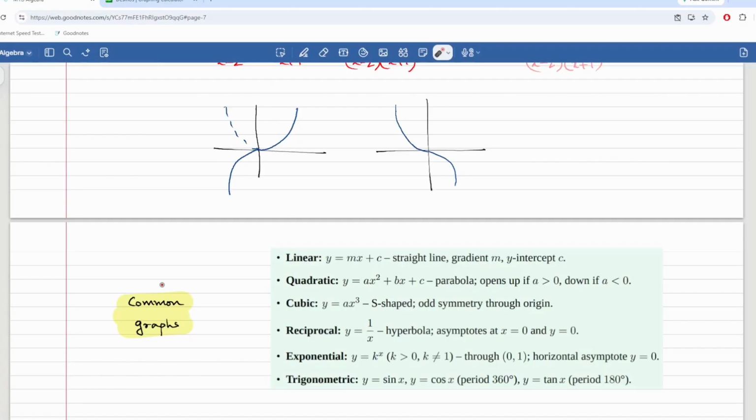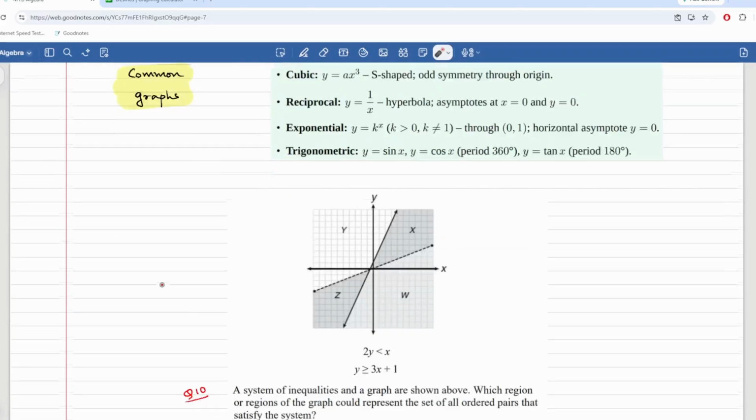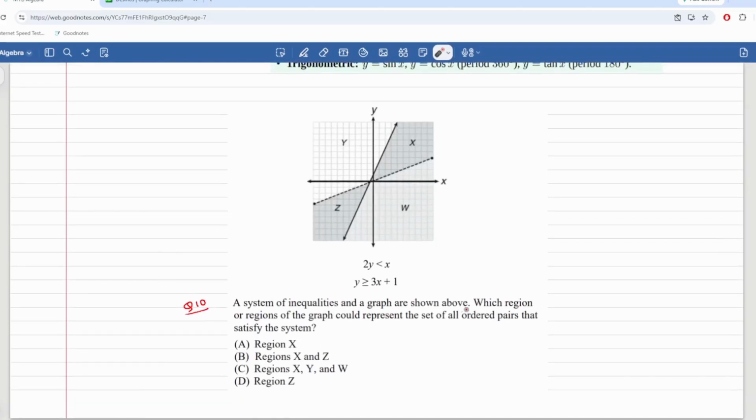In the next part, we will be solving a question relating to inequalities. I have done inequalities in the previous part of this lecture, so if you have not seen that video, please go through it. This is the question. A system of inequalities and a graph are shown above. Which region or regions of the graph represent the set of all ordered points that satisfy the system?